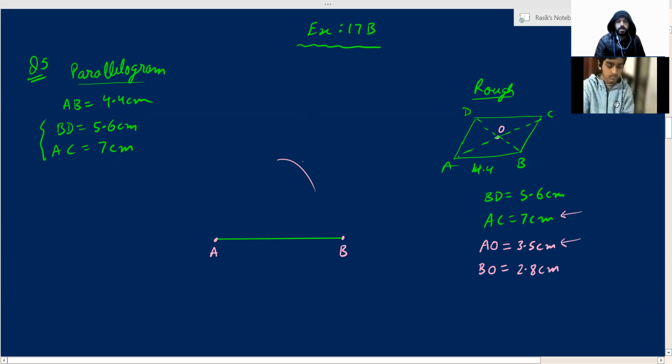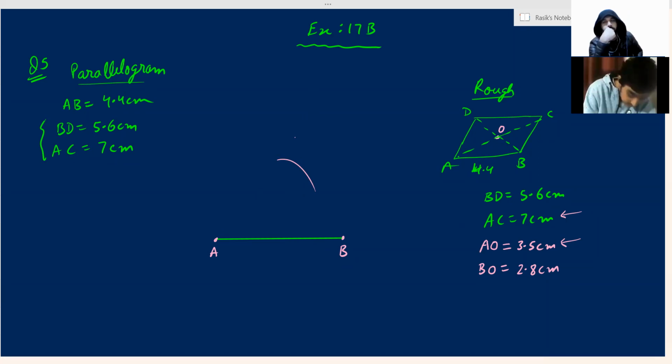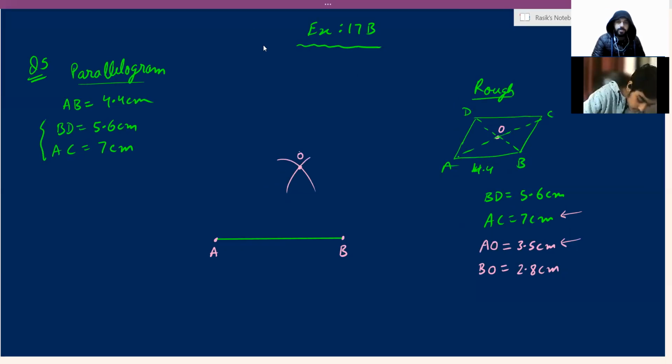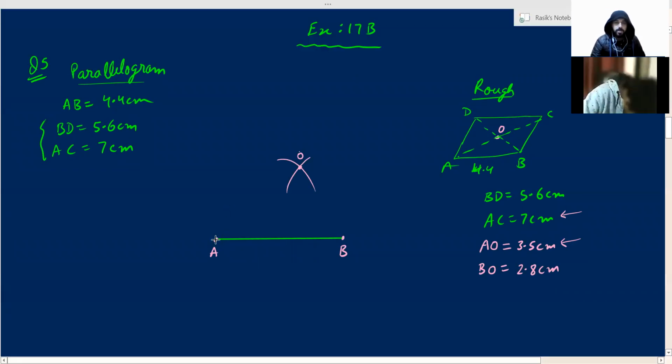Right. And then measure 2.8 centimeters. Have you all drawn this arc? Then take 2.8 centimeters in your compass, measuring with the help of a scale. Then keep your compass at point B and draw an arc here. So you will get a point like this. This is your point O. Join AO and BO using a scale.